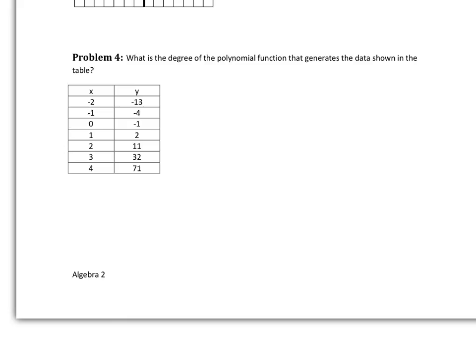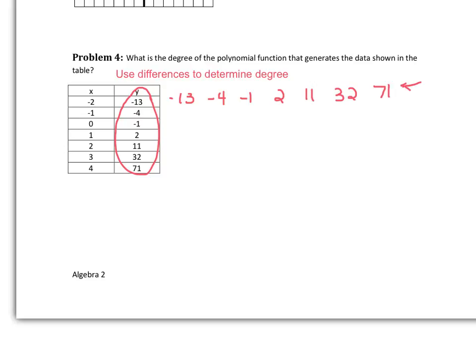And what we're going to do is use differences to determine our degree. This is probably something different than you've done before, but here's what we're going to do. We're going to first list all of our y values. I'm going to write them down in a row. So these are my y values: negative 13, negative 4, negative 1, 2, 11, 32, and 71.